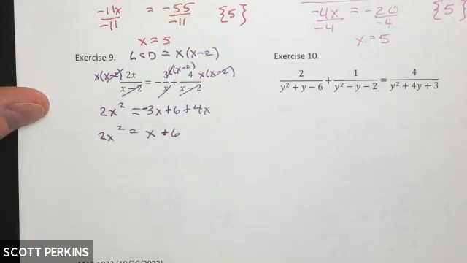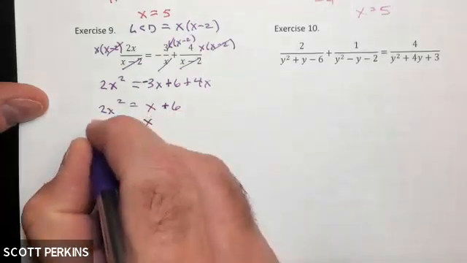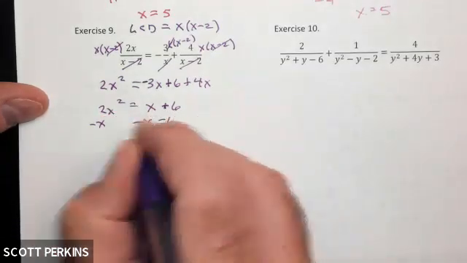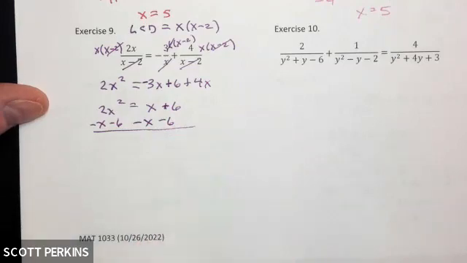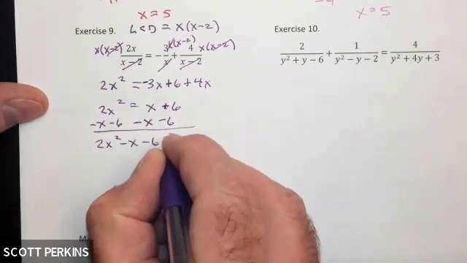Okay. Now I'm going to put everything on the same side because it is a quadratic. So I'm going to subtract the x. I'm going to subtract the 6. And what I have is 2x squared minus x minus 6 equals 0.